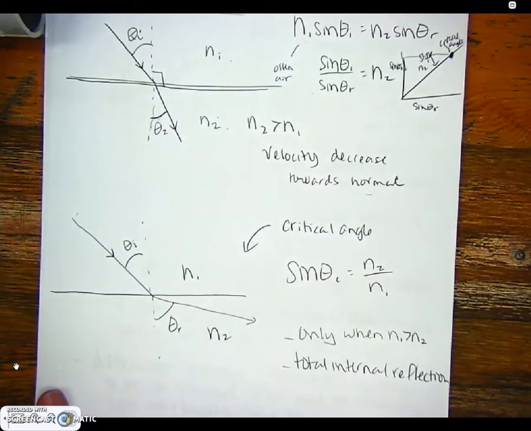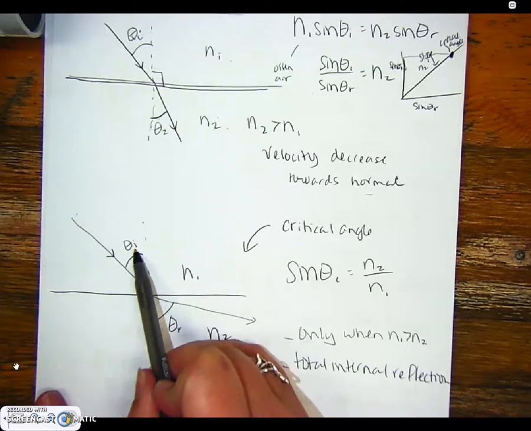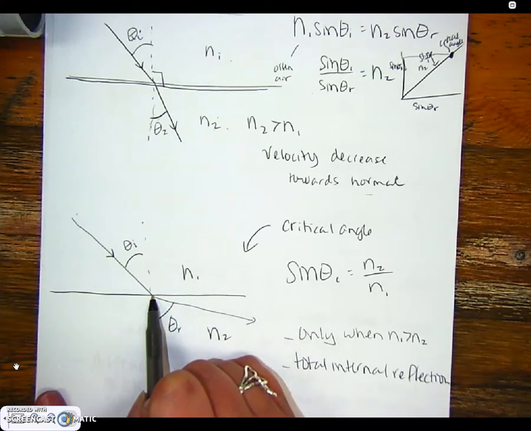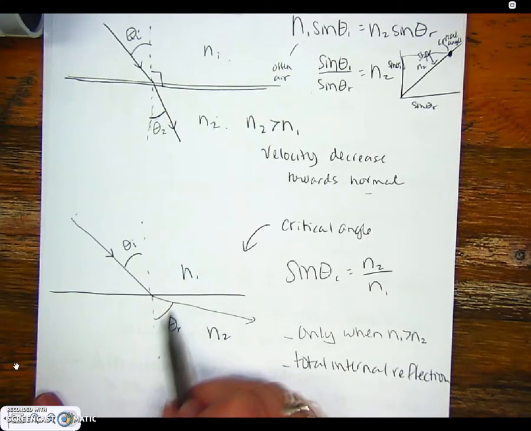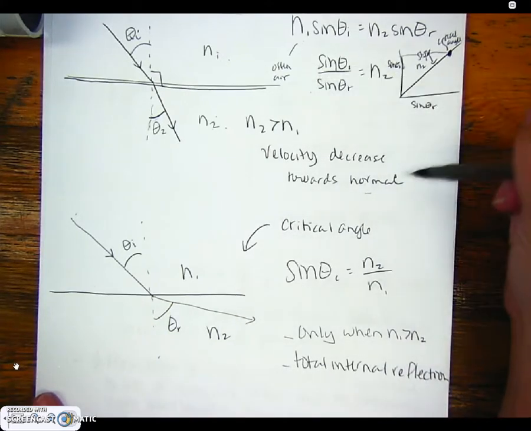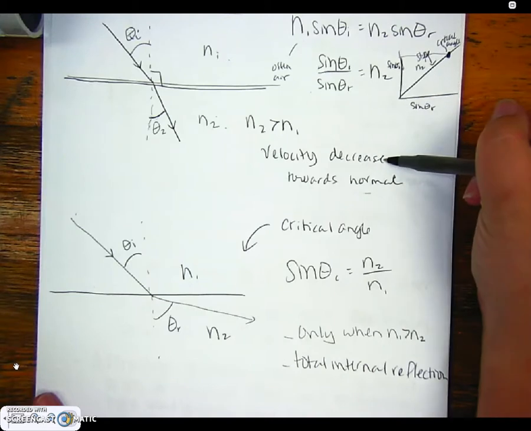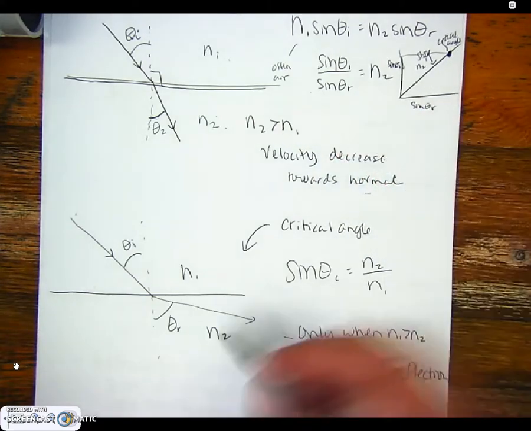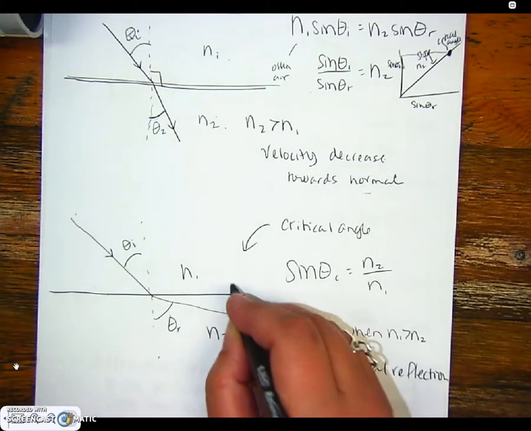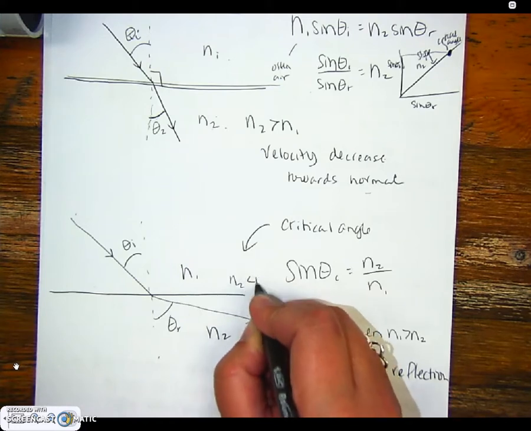Now, if we look down here, we've got an angle of incidence as it comes in, and as the light passes into the second medium, it bends away from the normal. If you go away from the normal, then it's the opposite of this stuff. That means your velocity is actually increasing as you move into that new medium, and instead of N2 being greater than N1, N2 would be less than N1 in this case.